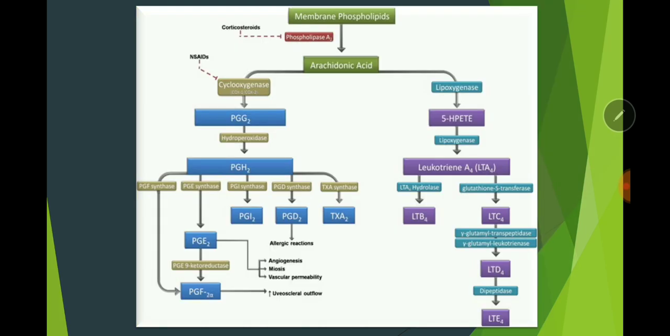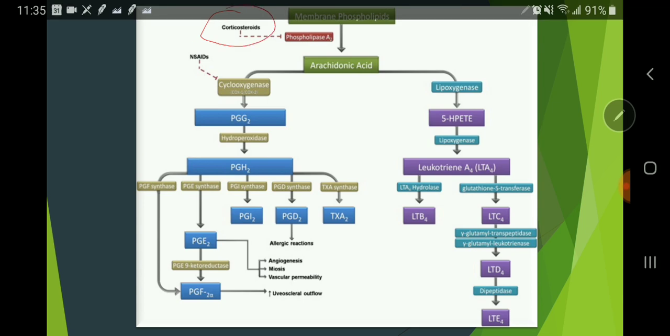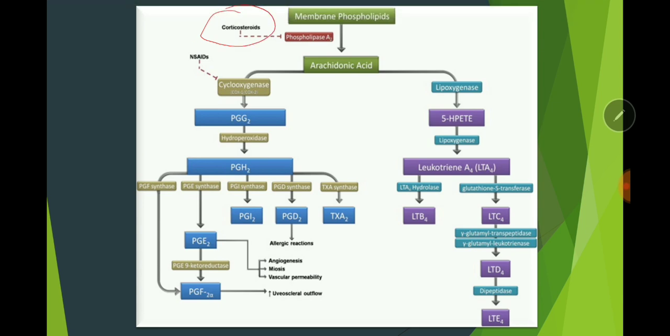And this is another schematic showing some of the drugs. As I mentioned before, the leukotrienes are affected by the steroids, corticosteroids, because they prevent the action of phospholipase A. And NSAIDs block the COX enzyme, cyclooxygenase.